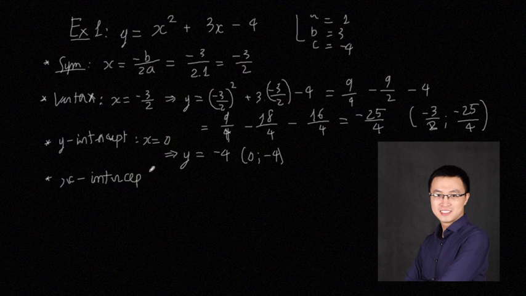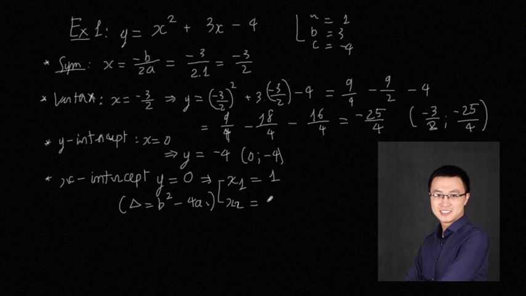Intercept, x-intercept, and you will put y equal to 0. With y equal to 0 we can put it in the solution and use the calculator, or you can solve by hand, x1 and x2. Or another way, you can use the quadratic formula, delta equal to b squared minus 4ac. Okay, so x1 my calculator says is 1, and the second one is minus 4.